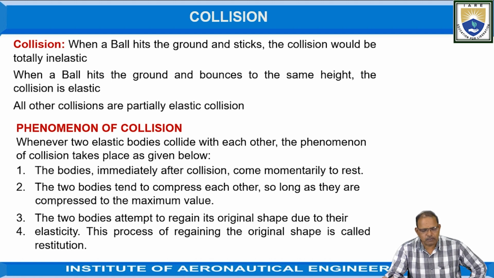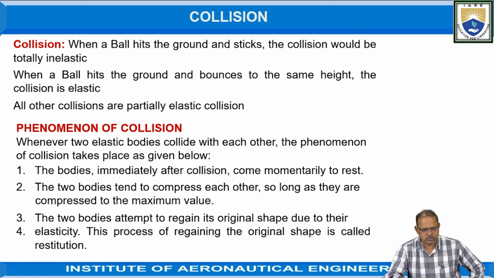But when a rubber ball hits the ground, it bounces to a certain height. Sometimes it will come up to a certain position from which it was dropped. Sometimes it may rebound to a certain height. Then the collision is said to be elastic. All other collisions are partially elastic collisions.